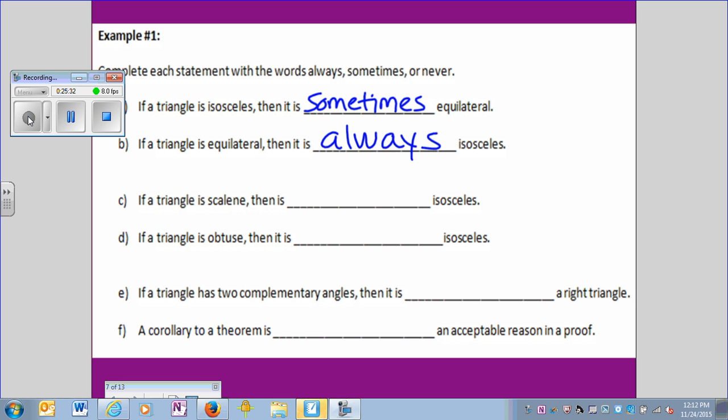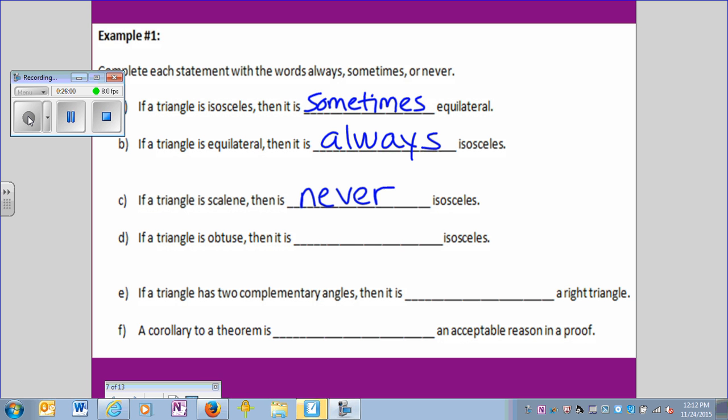Letter C. If a triangle is scalene, then it is always, sometimes, or never isosceles. Eduardo? Never. If a triangle is scalene, then that means no congruent sides. So it can never be isosceles.